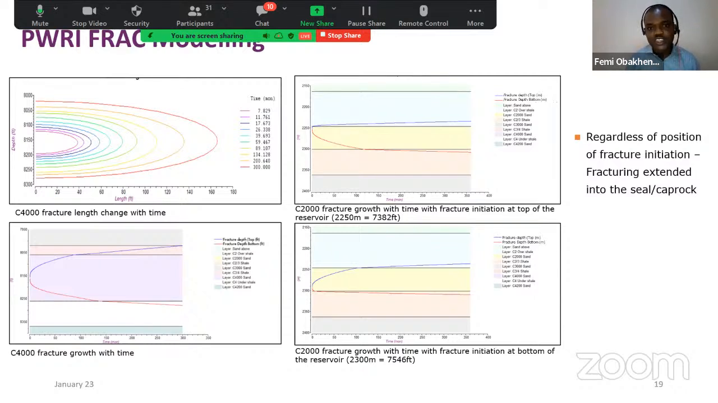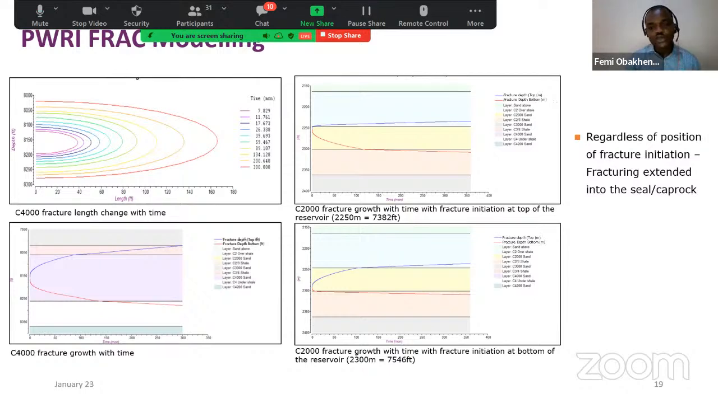But if you look at what we see here, whether the fracture initiation started at the top, bottom, or middle of the reservoir, for all three cases you see that they grow into your caprock, and this is not what you want. You want your fracture to remain within your reservoir. This is the information this PWRF fracture modeling can tell you, and you can then decide whether you need to change your properties and do the modeling again, just to be assured that you are doing the right thing and doing it correctly.